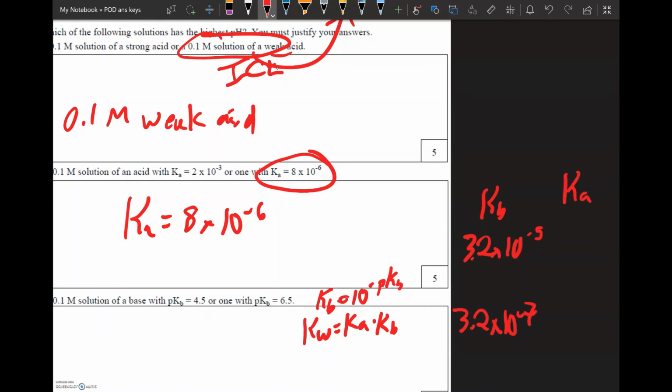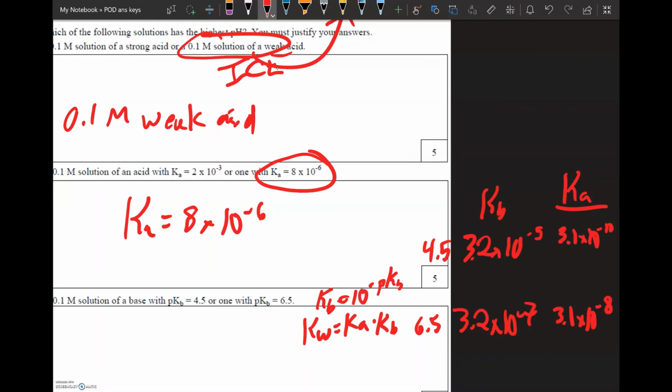So now what we're going to do is convert this into Ka. Kw is 1 times 10 to the negative 14, and we divide it by the Kb. That gives me 3.1 times 10 to the negative 10. And then we have the last one, which gives me 3.1 times 10 to the minus 8.